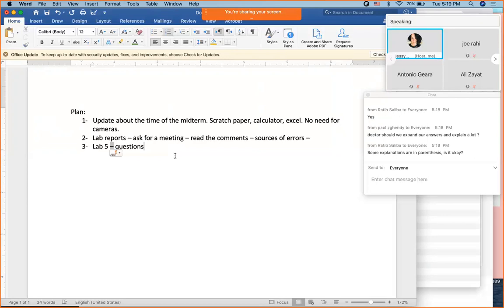You cannot just say they are in series and therefore they have the same brightness or less brightness. Try to go back. Some explanations are in parentheses. Is it okay? What do you mean in parentheses? You can explain the way you want.